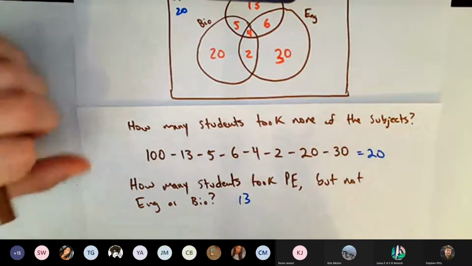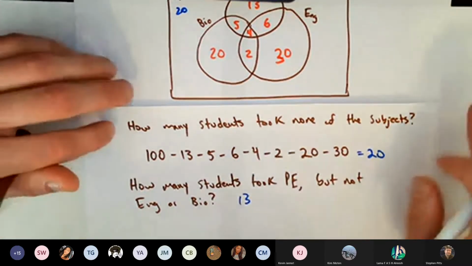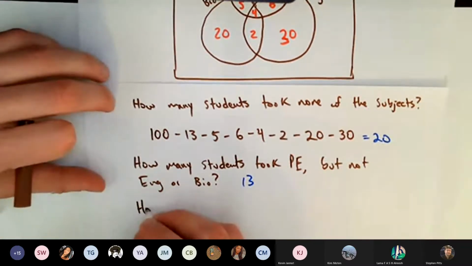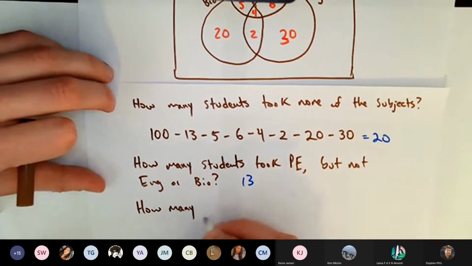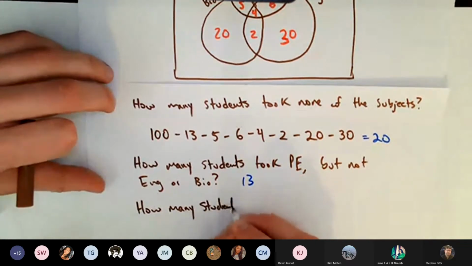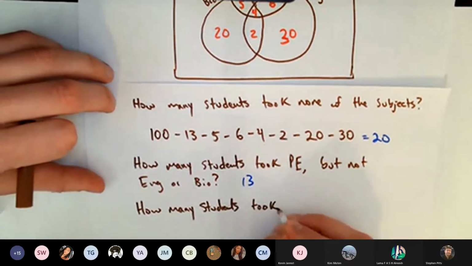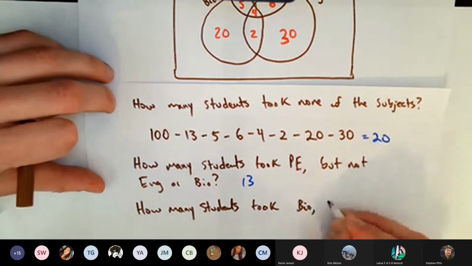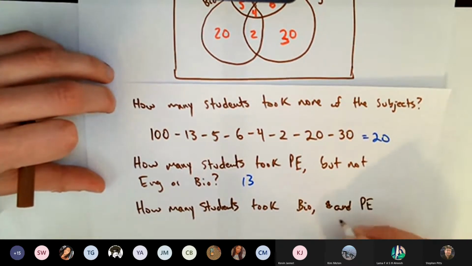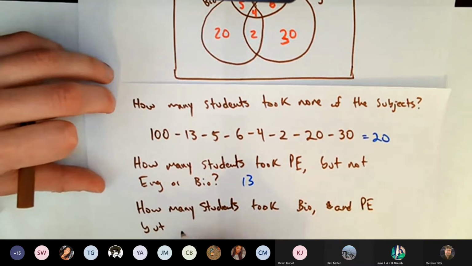Next question is, how many students, this is a typo, okay, that's okay. How many students took biology and PE, but not English?